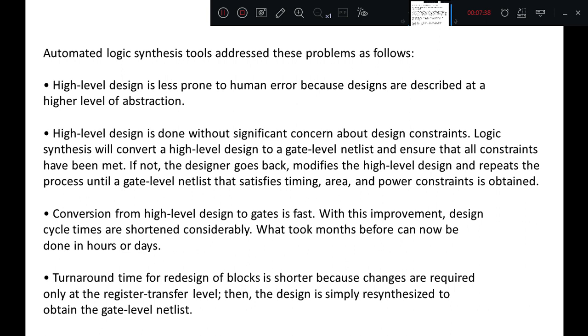Conversion from high level design to gates is fast. With this improvement, design cycle times are shortened considerably. What took months before can now be done in hours or days. Turnaround time for redesign.